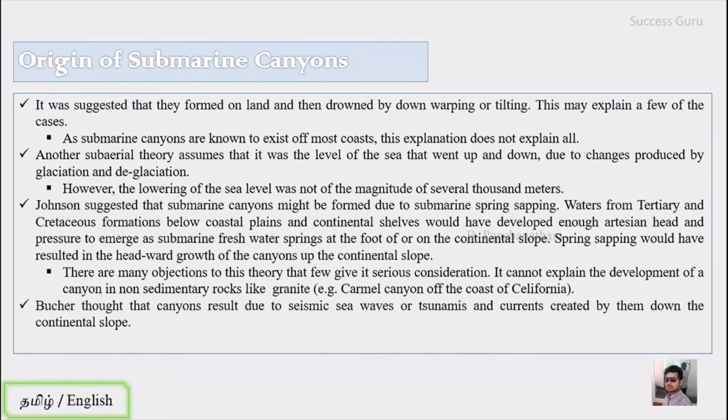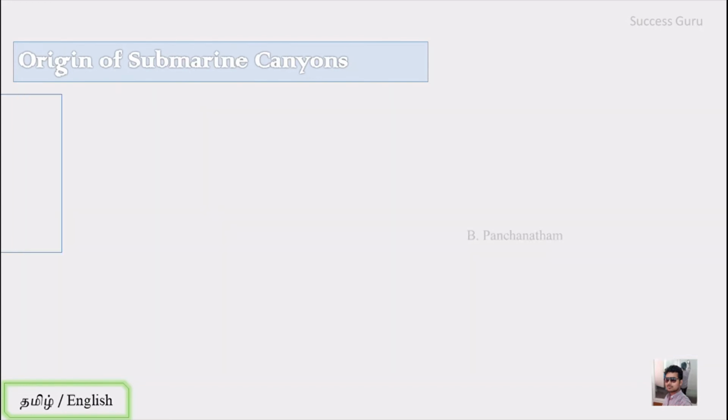Butcher thought that the canyons resulted from seismic sea waves, or tsunamis, and the currents created by them down the continental slope. So this was his theory, that is, formation due to seismic sea waves. But tsunamis are not very frequent. As you know, tsunamis are not so frequent and are not operative all along the coastline. So this theory may not be accepted, right?